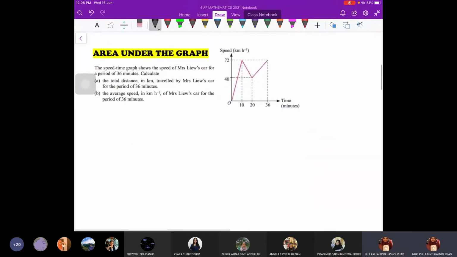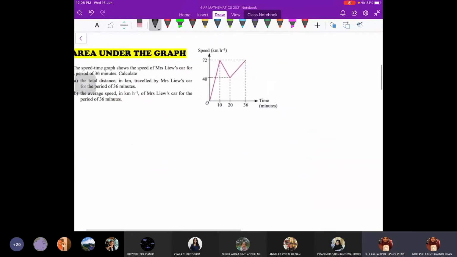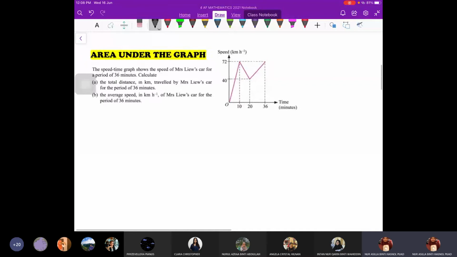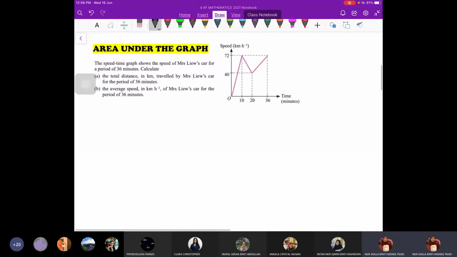Alright, next adalah kita nak revisit sikit pasal area under the graph. Okay. So untuk self-practice 7.2C, okay, ada soalan yang minta area under the graph. Okay. Although not directly, but indirectly so. Sebab dia minta what is the distance. Tapi graph yang diberi adalah speed time graph.